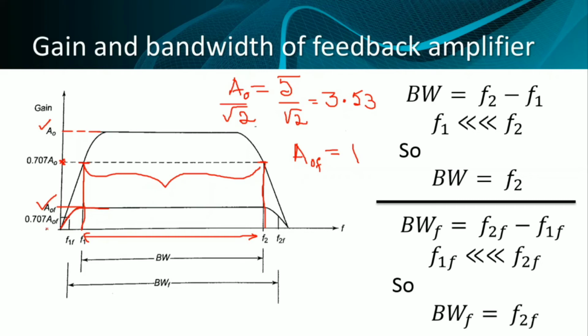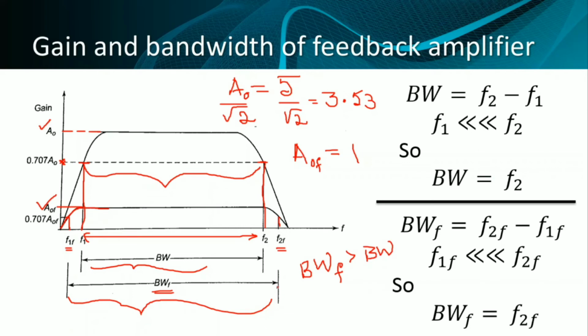Then 0.707 of AOF is 0.707. We are taking two different points again, which is F2F and F1F. So the difference between these two points is the bandwidth with feedback. This is the bandwidth without feedback. So look at this, bandwidth with feedback and bandwidth without feedback. With the feedback, the value is more compared to without feedback, right? BWF is greater than BW. If you can see, the range is increased. This is how we can tell that the range of frequency, the operating frequency, is being increased.